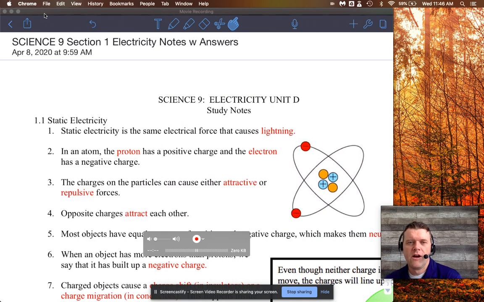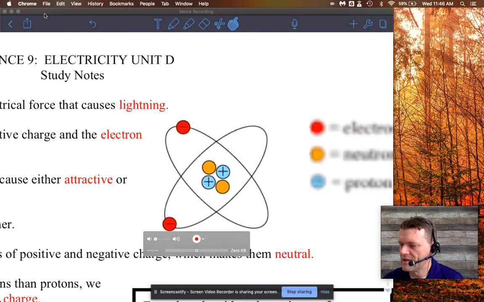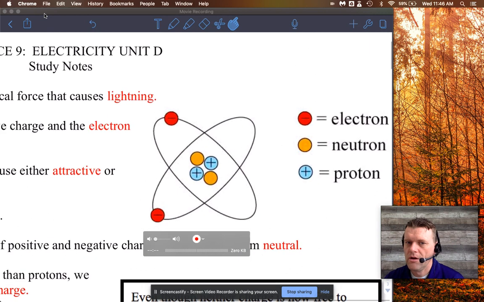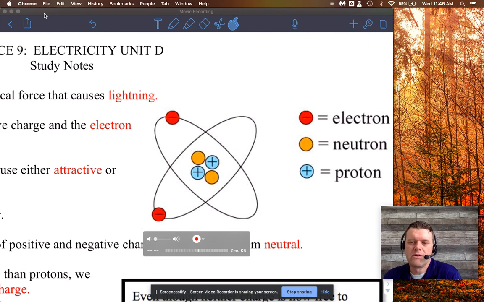So, a lot of the first part to electricity is learning the vocabulary, and so the first thing I want to emphasize is this drawing right here. What we need to know about all materials, and you guys have already learned this in chemistry, is that they're made up of atoms. And an atom has electrons, neutrons, and protons. The electrons, of course, are negatively charged, okay?